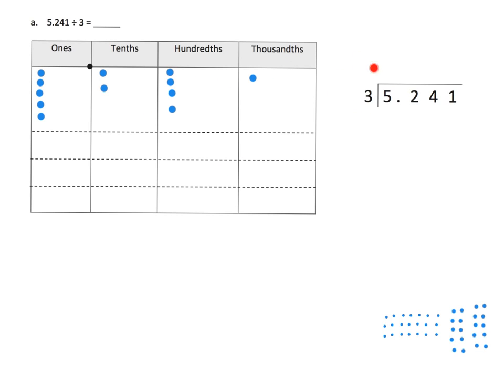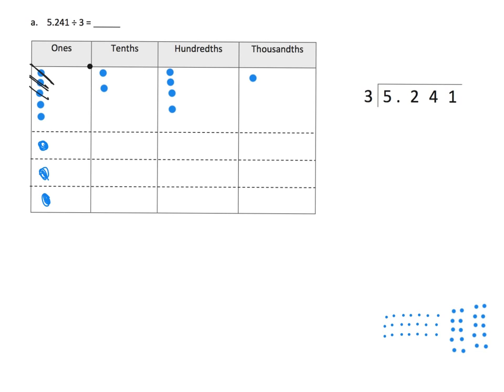Now, because we're dividing by 3, we've got our 3 groups down here. And what we're going to do is take these dots and sort them into these 3 groups. Divide by 3 means you're going to take them and divide them evenly as best you can amongst those 3 groups. All right, and because we have 5 and 3 groups, that means each group is going to get 1 dot. So I'm going to put 1 dot, 1 dot, and 1 dot. And that means these 3 have been used.